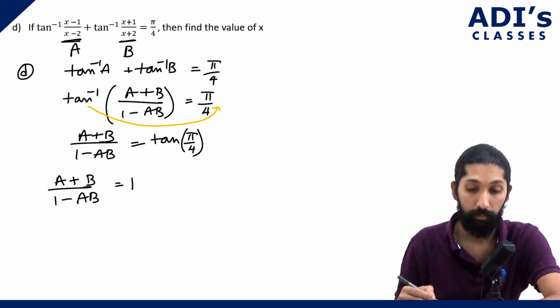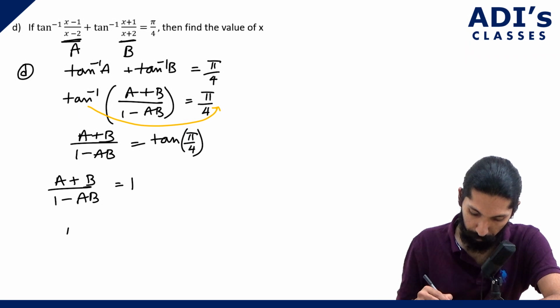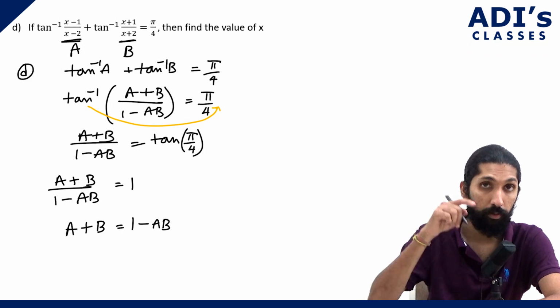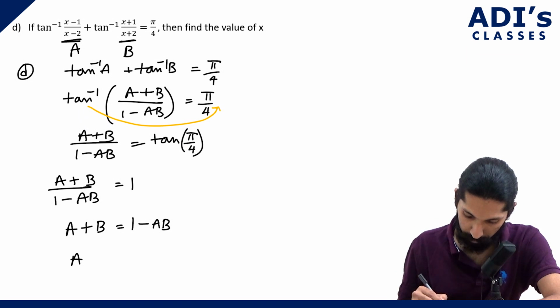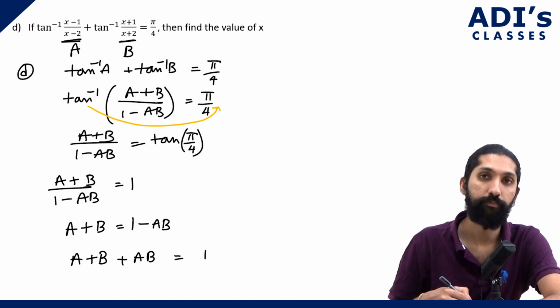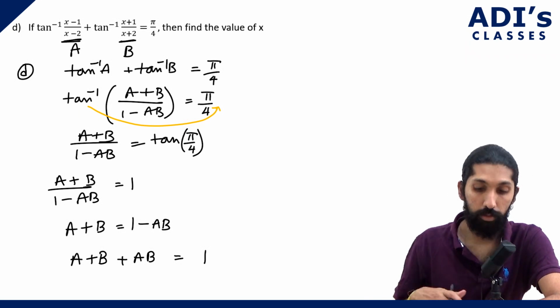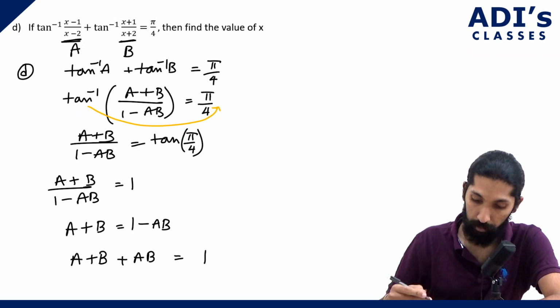So easy. Cross multiply. If you cross multiply, A plus B is equal to 1 minus AB. Make sense? Take the AB on the other side. So what you're going to get is that A plus B plus AB is equal to 1. Isn't it? Now you apply the value of A and B.